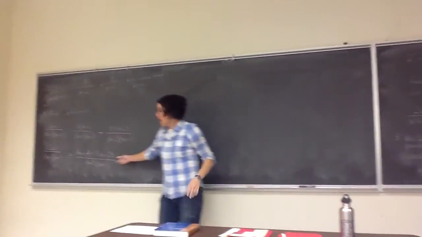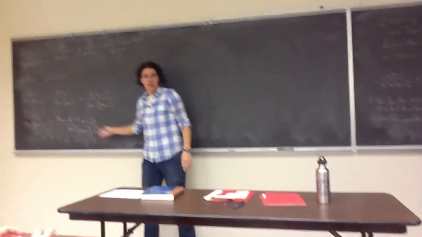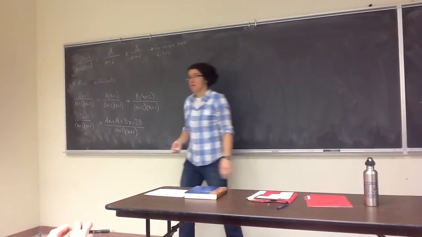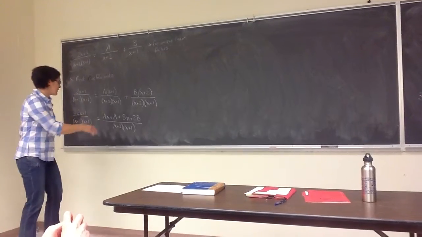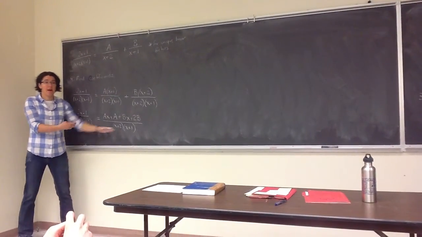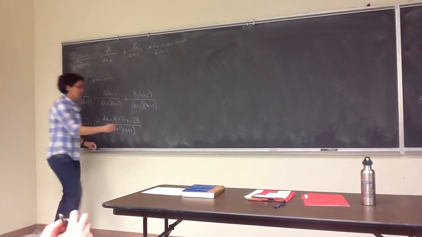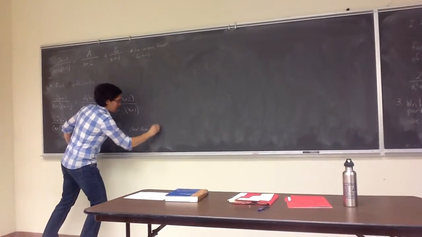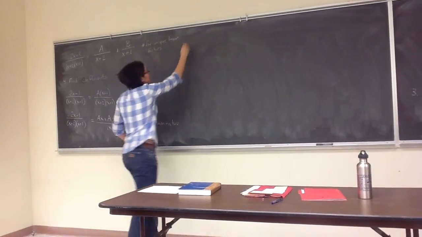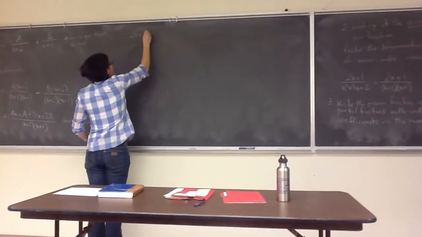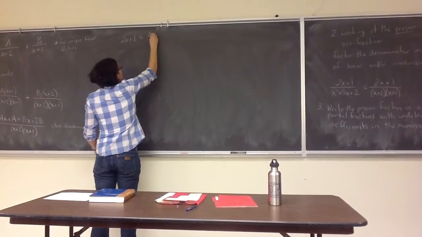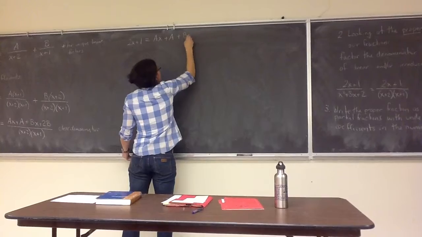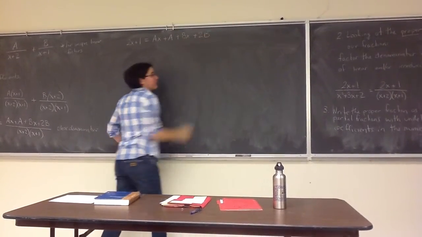Okay, so I now have, take a look at this last equation down here. On the left side and the right side, my denominators are exactly the same, which means that I can multiply both sides by x plus 2 times x plus 1, and that will clear out my denominators. Which leaves me with 2x plus 1 is equal to ax plus a plus bx plus 2b.